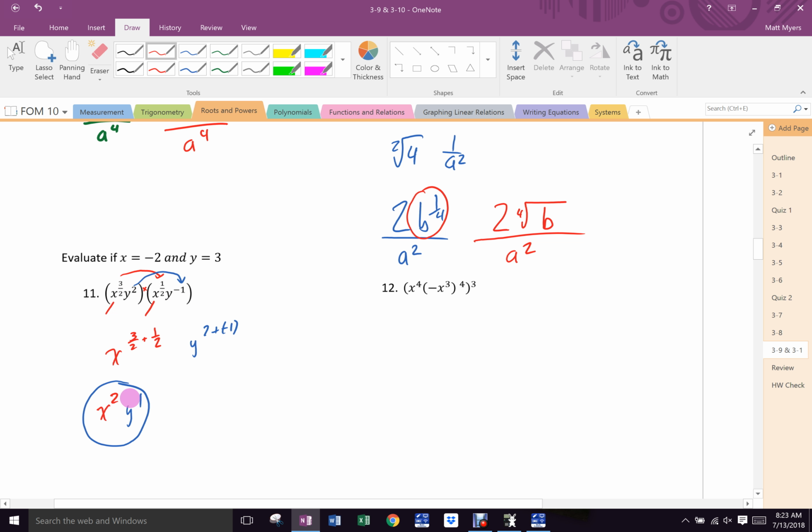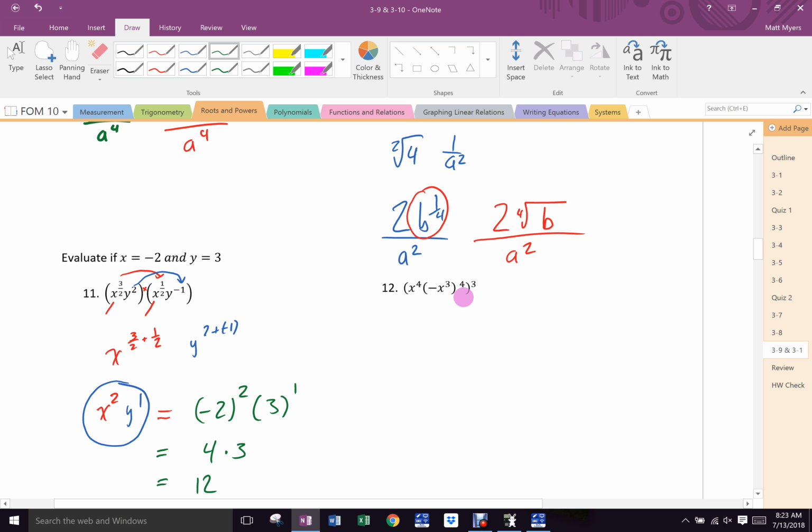So now, x is negative 2. So I have negative 2 squared, and y is 3 to the 1. What is negative 2 squared? 4. What is 3 to the 1? 3. So the answer is 12. Simplify first.